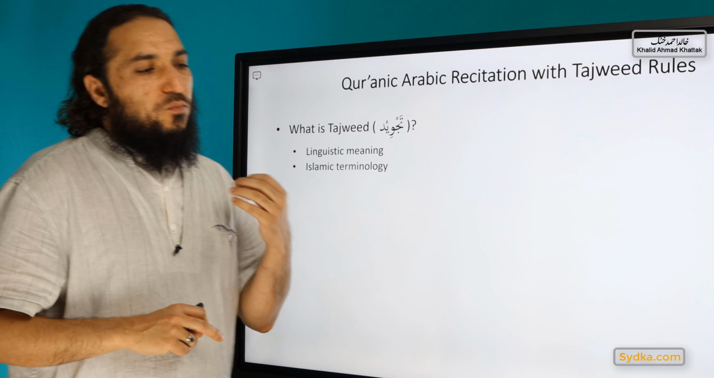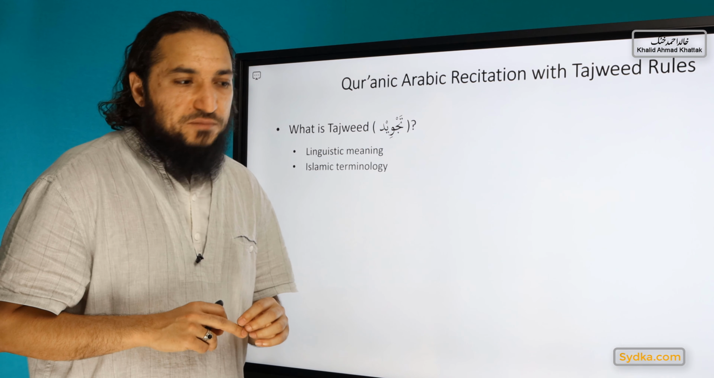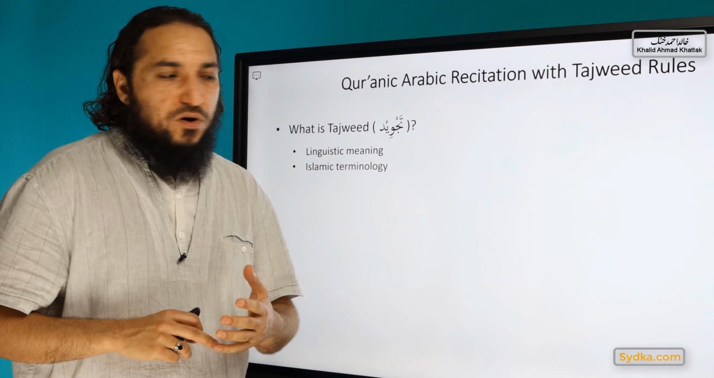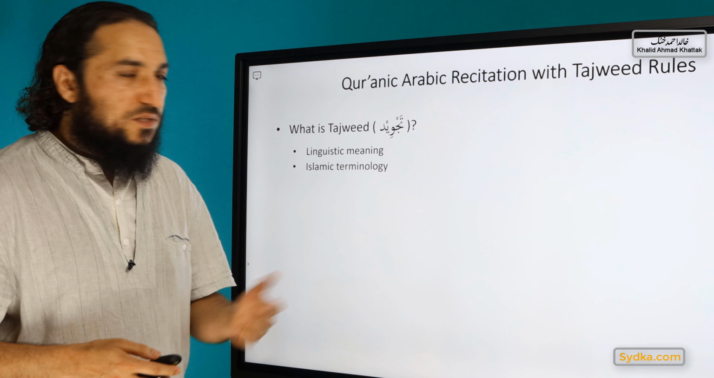If you go more specifically, that means reciting every letter with its due rights, its characteristics, and how it is pronounced from each makhraj. So that's specific, if you go into more detail.